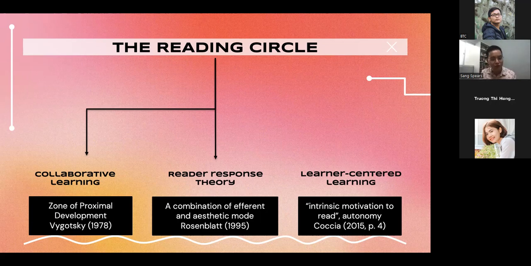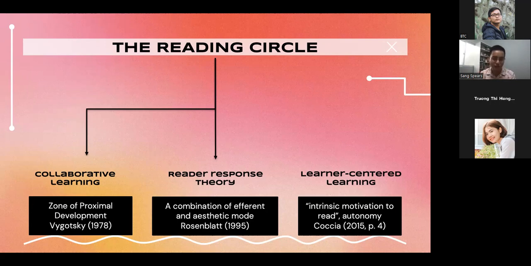Therefore, he put forward two terms, afferent reader and aesthetic reader. An afferent mode of reading refers to reading text that gives you more information. For example, I am actually an afferent reader. I don't really like reading novels, but I really love reading textbooks, encyclopedias, and maybe dictionaries. It feels weird, right? Or research papers. I really love reading journal articles.